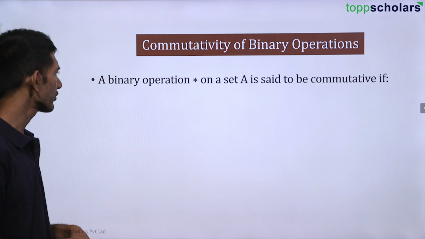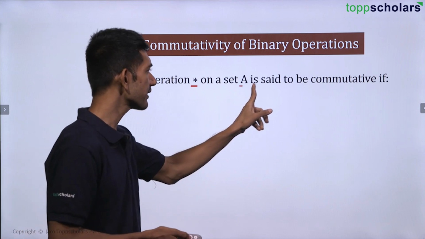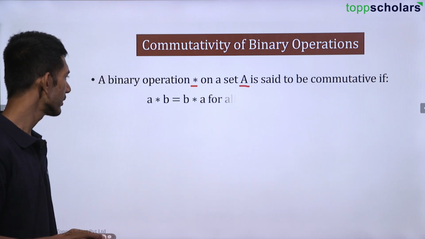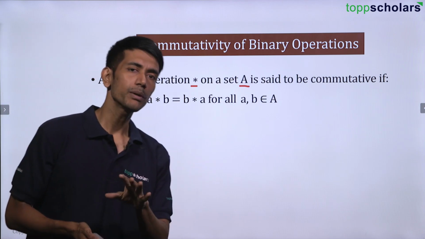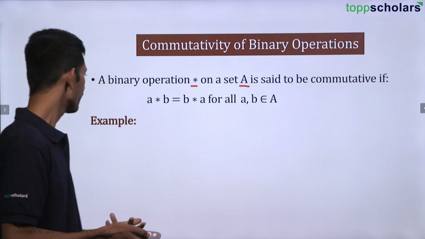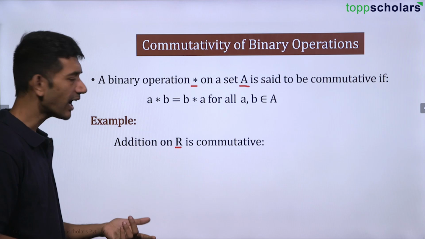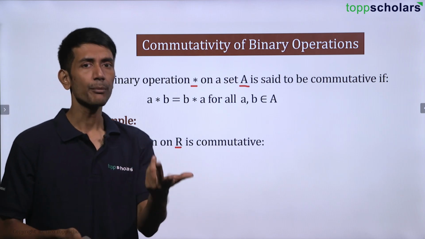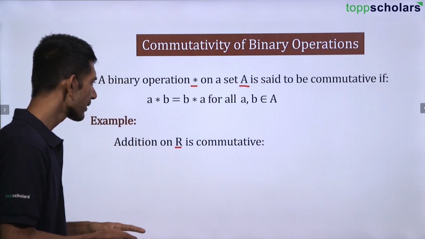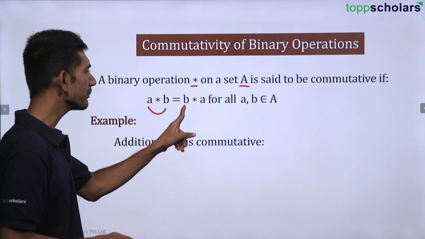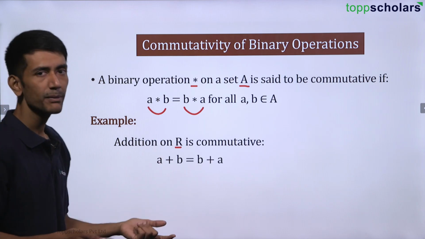Commutativity of binary operations, that is the commutative property. A binary operation star on set A is said to be commutative if A star B is equal to B star A. Now that can be like your A plus B is equal to B plus A. That depends on the question again. Let us have a look at an example. Addition on R, that is addition on the set of real numbers, is commutative, right? Because if you take any two real numbers, add them like this, A plus B, or add them like this, B plus A, you are going to get the same answer. So A plus B is equal to B plus A. Simple.